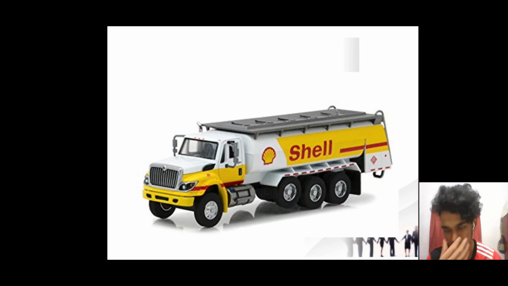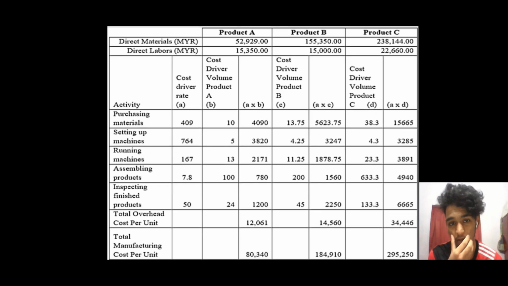Do all of these for each activity and each product; there are three products, A, B, and C, and five activities. For setting up machine, it's 764, the value you calculated before, times 5, which is from the previous slide, and you'll get 3820. For running machine, 167 times 13, and you'll get 2171. For assembly products, 7.8 is the cost driver rate times 100, and you'll get 780. For inspecting finished products, 50 times 24, and you'll get 1200.